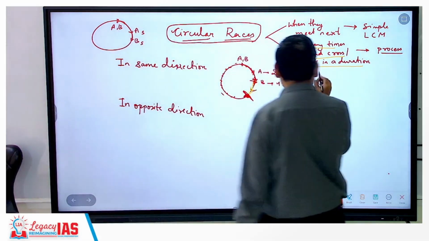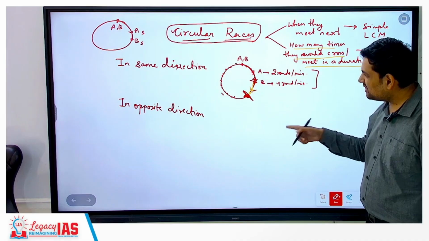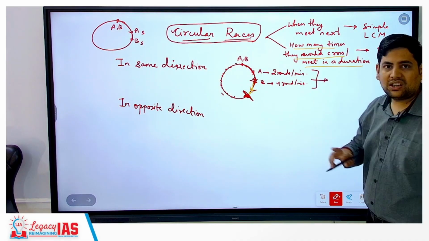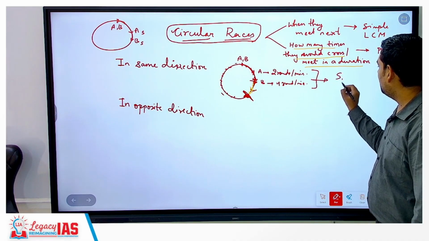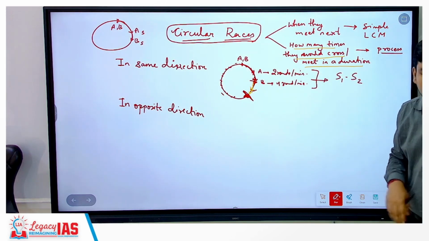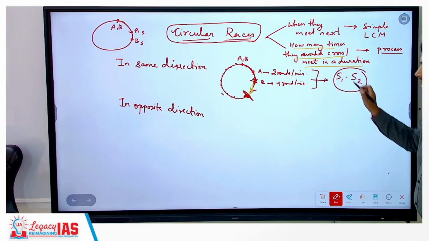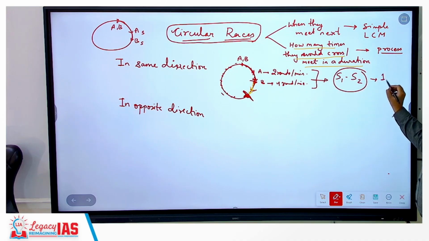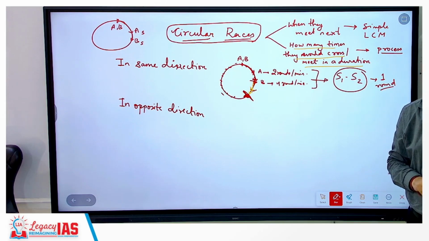So as you know, if they are going in the same direction, the speeds are subtracted, and with this speed they will have to cover 1 round to cross one time. Correct?